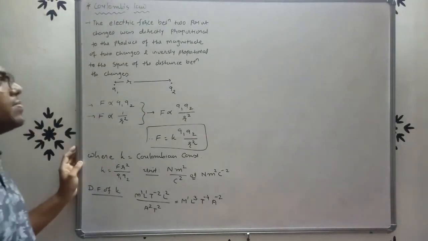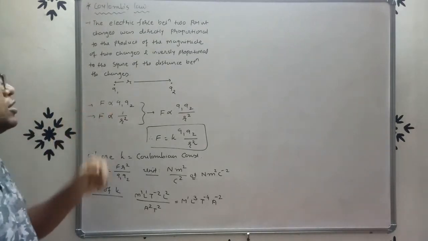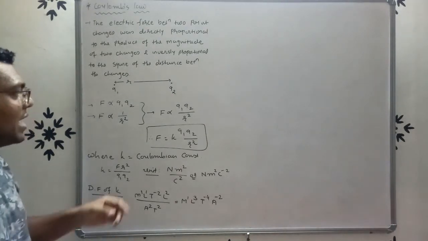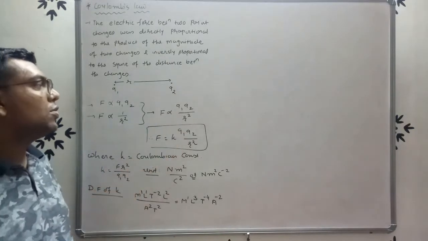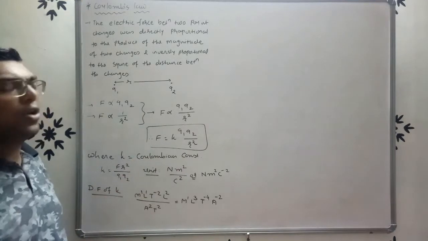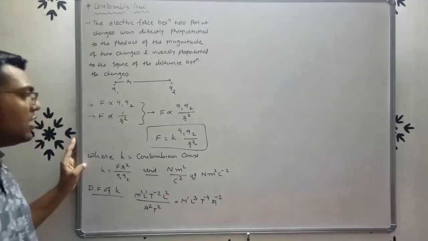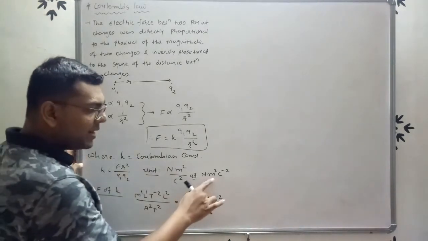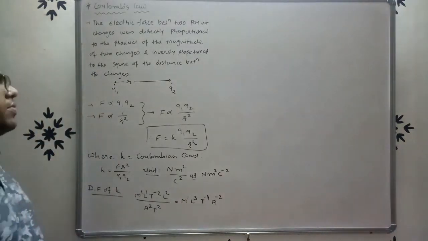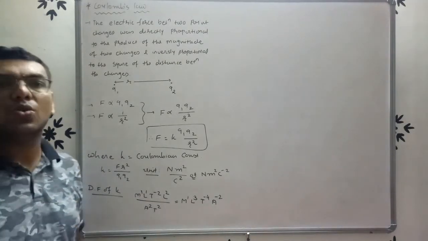According to the statement of Coulomb's law, we can say that electric force F is proportional to Q1 Q2, and F is proportional to 1 upon r square. So we can write F proportional to Q1 Q2 upon r square. So F is equal to K Q1 Q2 upon r square, where K is the Coulombian constant. The unit of the Coulombian constant is Newton meter square coulomb raised to minus 2, and its dimensional formula is M1 L3 T minus 4 A minus 2.